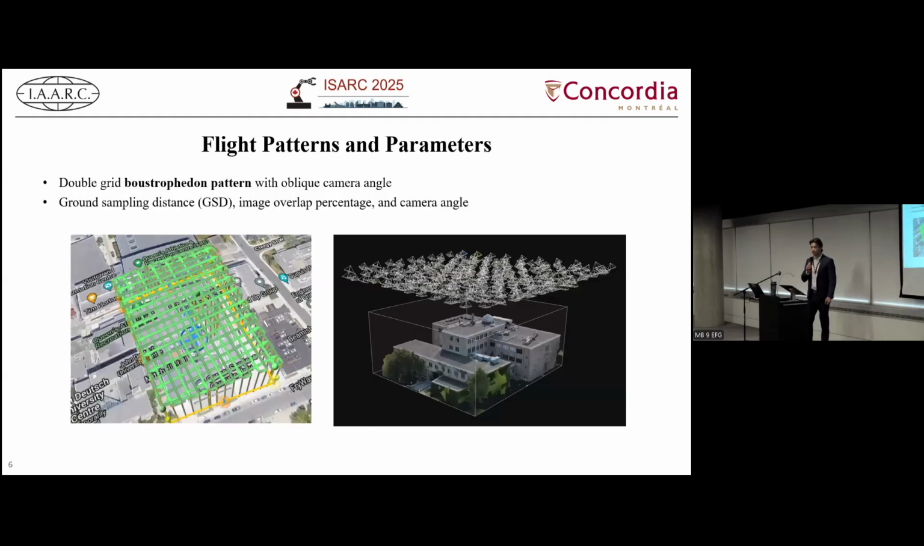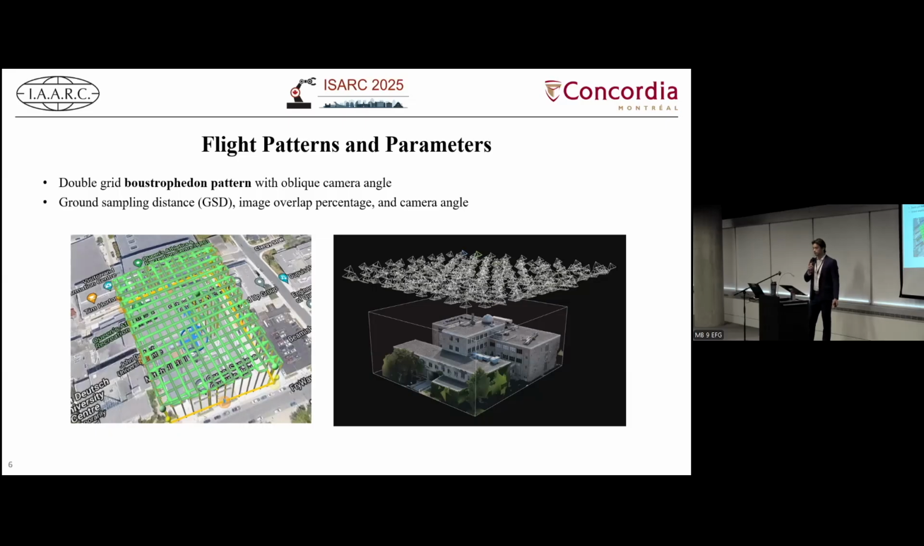Going over the flight parameters, we were using a double grid pattern, which is basically like a lawnmower pattern going in 2 directions with an oblique camera angle. This basically gives us 4 directions on any item in the scene, and it's the industry standard.